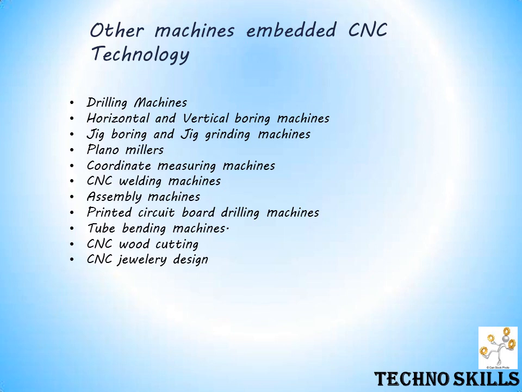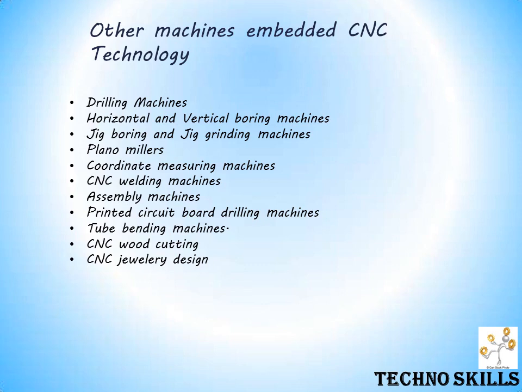So, what are the other machines which are embedded with this CNC technology? As I told, CNC is a technology which can be fitted with any machines. So, let us see, we have the drilling machines, horizontal and vertical boring machines, jig boring, plano millers, and we have a coordinate measuring machine. Coordinate measuring machine is not a production machine, it is an inspection machine. Once a component is produced, it is taken for accuracy checking or accuracy inspection in the metrology lab.